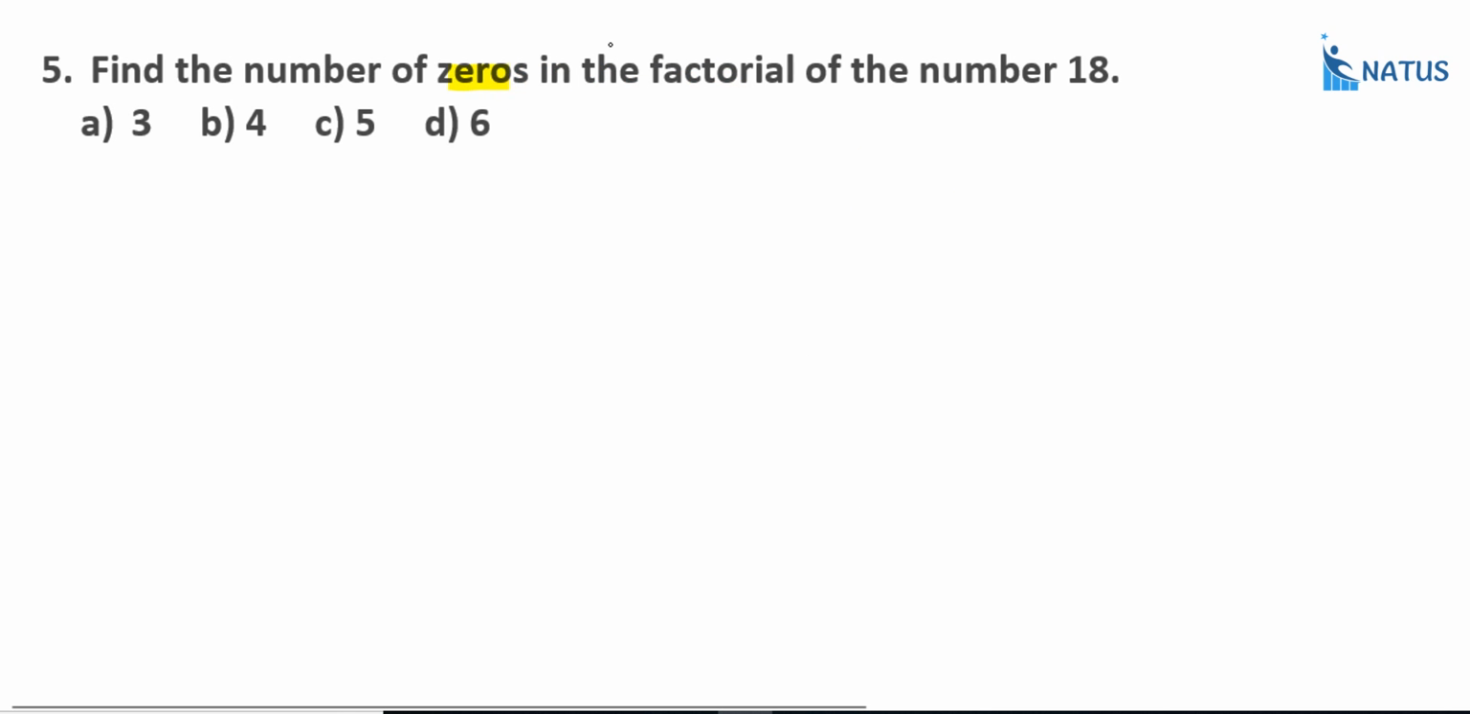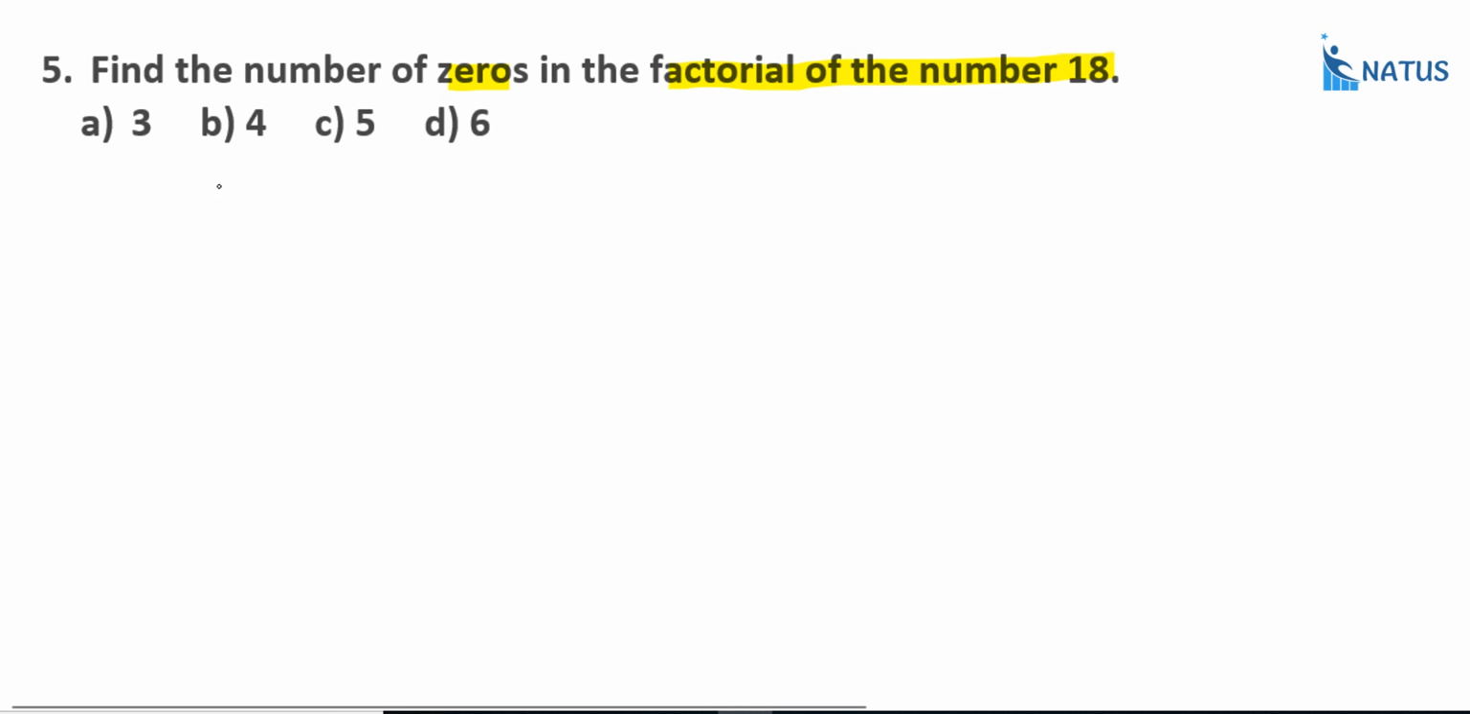Find the number of zeros in the factorial of the number 18. Now, all of you remember, you get a 0 if you take a product of 2 and 5, or any even number with a 5. See, in 18 factorial, the number of 2's is more than the number of 5's, right? Now, how many 5's are there in 18 factorial?